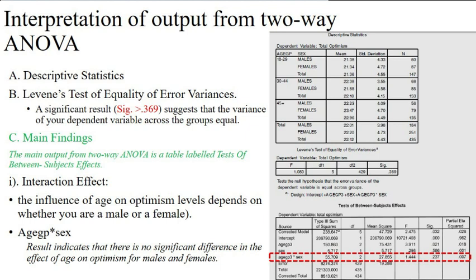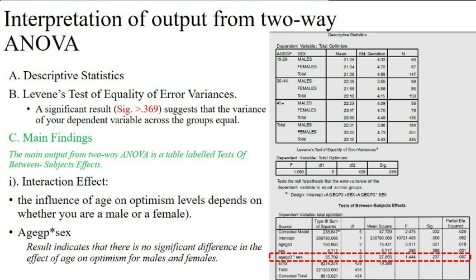So the main findings here: in any case, while applying two-way ANOVA, we have to look for the table which is showing the test of between-subjects effects. You see that in this table I have highlighted in red age group asterisk sex or gender. This is in fact showing the interaction effect, and above that you can see sex or gender, and then you could see age group.